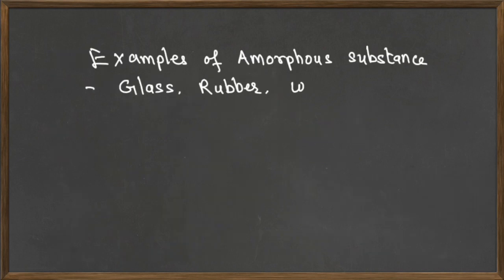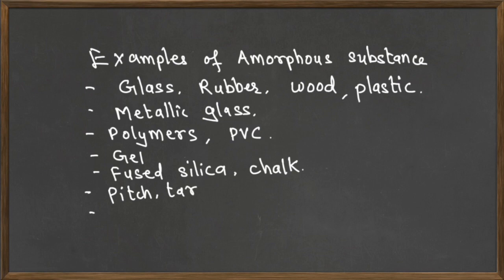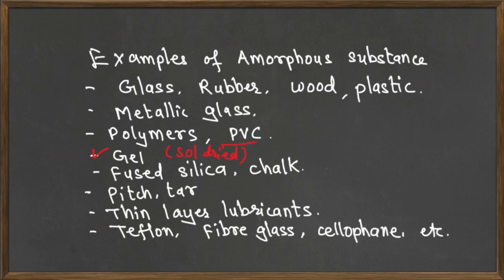Examples of amorphous substances are glass, rubber, wood, plastic, metallic glass. Metallic glass is made from glass and metallic ions, metallic salts. Polymers, PVC means polyvinyl chloride, gel, fused silica, chalk, pitch, tar, thin layer lubricants, Teflon, then fiberglass, cellophane, etc. are the examples of amorphous substances.